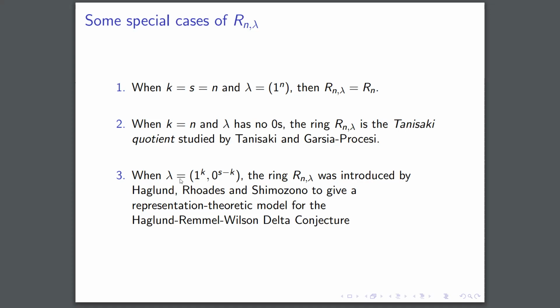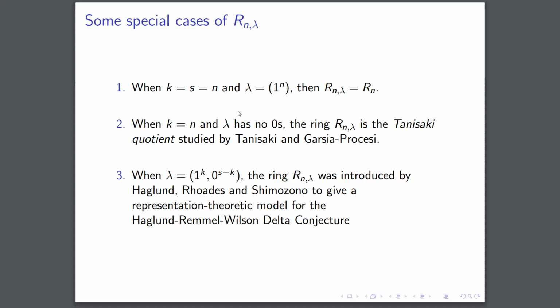Now if lambda has some ones followed by some zeros, then this ring, R_n lambda, was introduced by Haglund, Rhoades, and Shimozono. They call this R_{n,k,s}. They were motivated by the Delta Conjecture. So now we are interested in this R_n lambda. We can study R_n lambda by studying V_n lambda because they are isomorphic graded S_n modules. So we need to describe this V_n lambda in general.